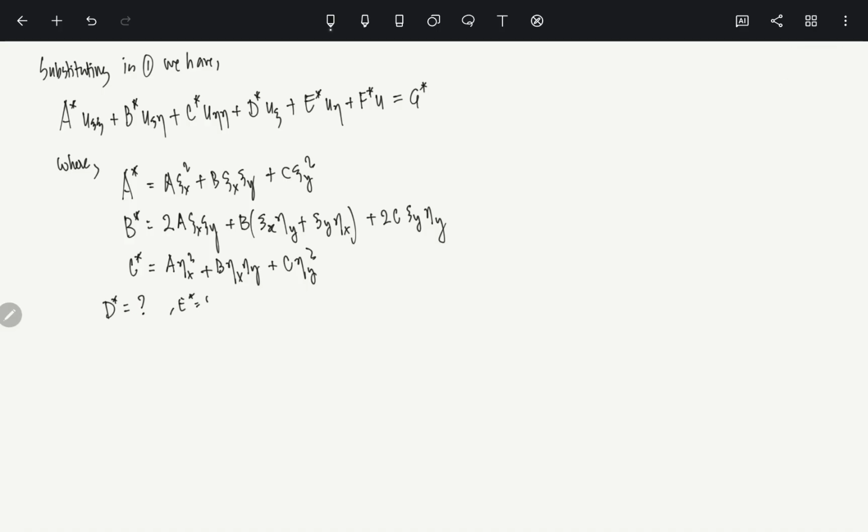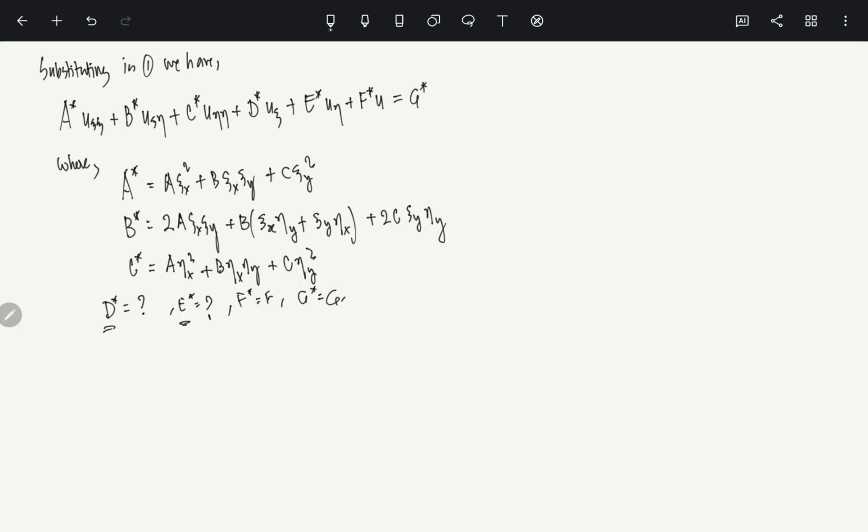We are not writing d star and e star because for this part to work we don't really need it, and you can check f star is going to be f and g star is going to be g. So this d star and e star I want you to find. It very much looks like a similar sort of expression. Please try it. Now, why are we not calculating d star, e star?